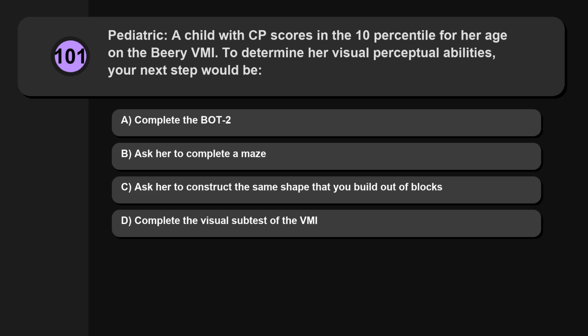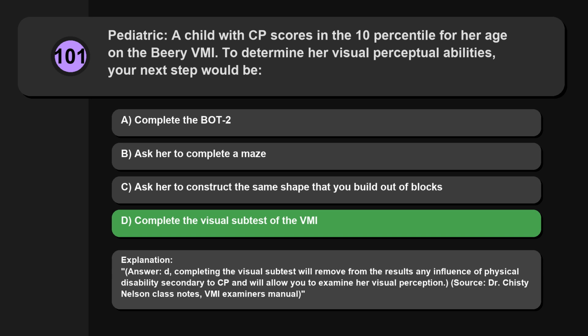Question 101. Pediatric. A child with CP scores in the 10th percentile for her age on the Beery VMI. To determine her visual perceptual abilities, your next step would be option A, complete the BOT-2, option B, ask her to complete a maze, option C, ask her to construct the same shape that you build out of blocks, option D, complete the visual subtest of the VMI. The correct answer is option D, complete the visual subtest of the VMI.